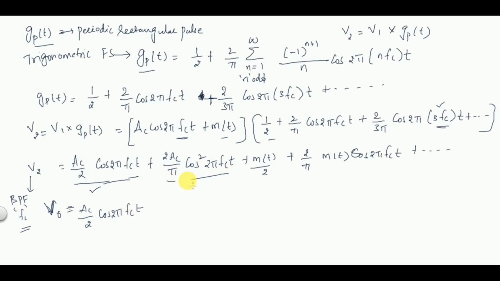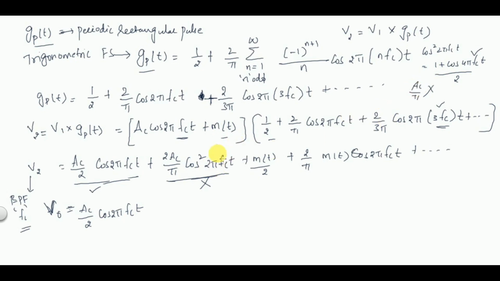If you observe here, cos square 2 pi fct can be written as 1 plus cos 4 pi fct by 2, and multiplied by 2Ac of course. So the first term will be a DC term and the second term has frequency 2fc, so this term is totally eliminated by the band pass filter. The first term is a DC term, 2Ac by pi into 1 by 2, so you'll get Ac by pi. Ac by pi is a DC term which is eliminated by the band pass filter.